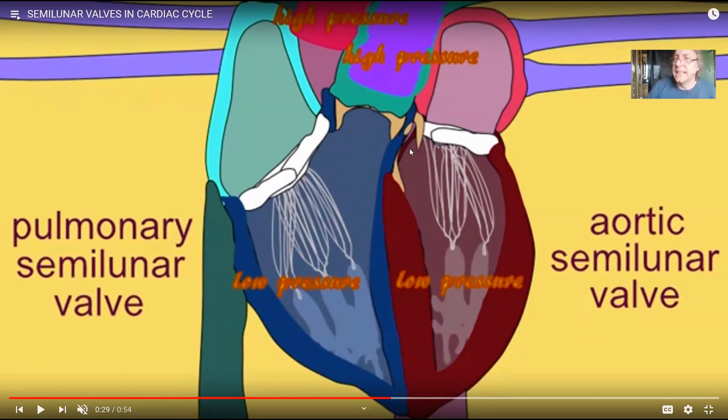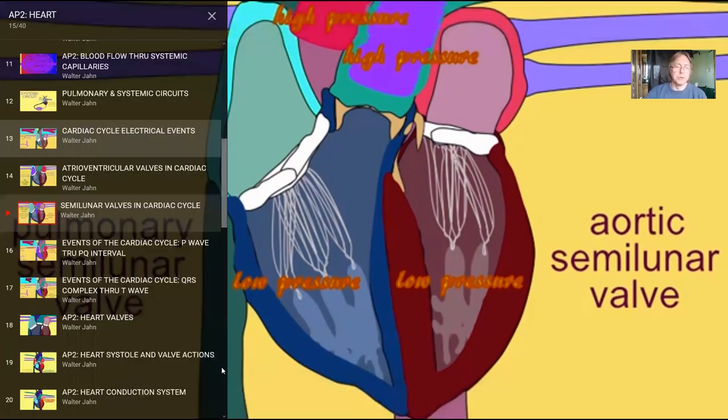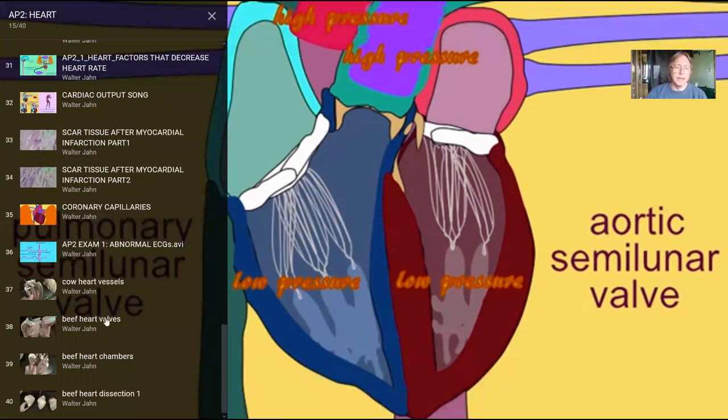So once again, it is pressure that opens and closes these valves. Valves open when blood is being pushed to go in the right direction, the appropriate direction. Valves close when pressure is pushing blood to go in the wrong direction.